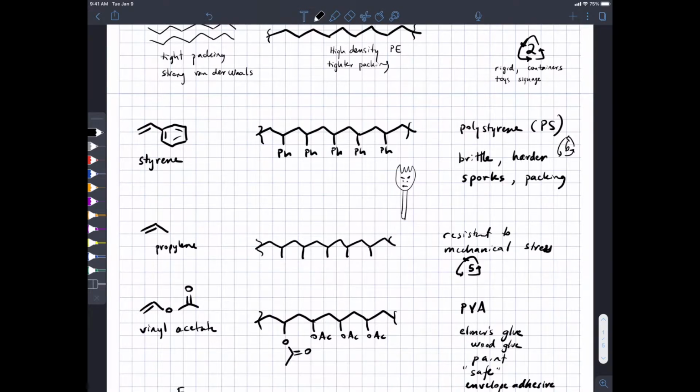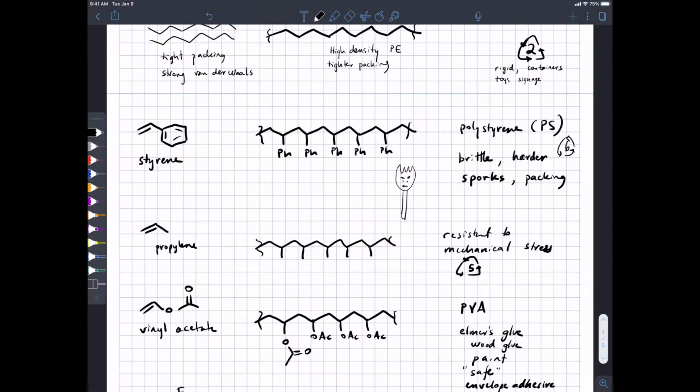Polypropylene has got a methyl group coming off the vinyl carbon. Polypropylene tends to be more resistant to mechanical stress. It's also more chemically resistant. In the lab, we use a lot of organic solvents to do our stuff, and some polymers will distort their shape and sort of melt in the presence of organic solvent. For example, with polystyrene, you can dissolve some polystyrene with acetone, but polypropylene is resistant to a lot of different chemicals.